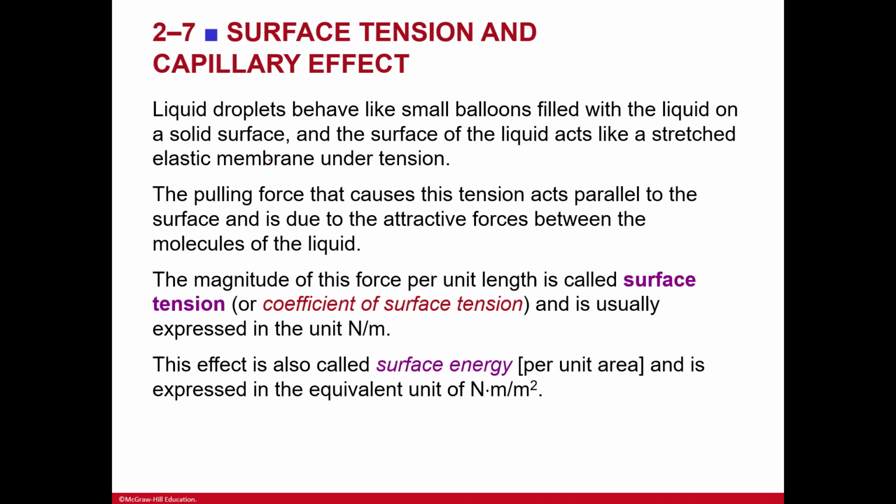But it is still something that wants to stay together. And then when we lose a lot of those attractive forces by way of heat, most of the time, then we get into gases. The magnitude of this force per unit length is called the surface tension. And that's what you see at the top, or the coefficient of the surface tension, and is usually expressed in the unit newtons over meter.